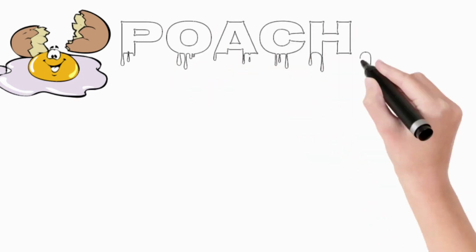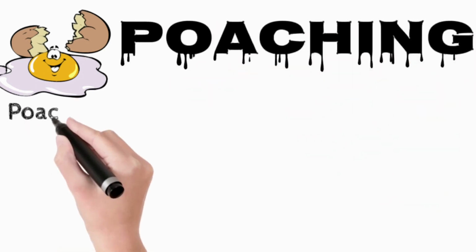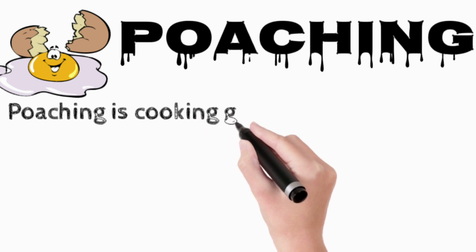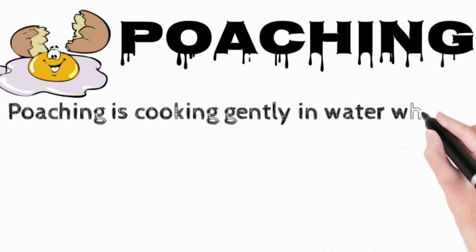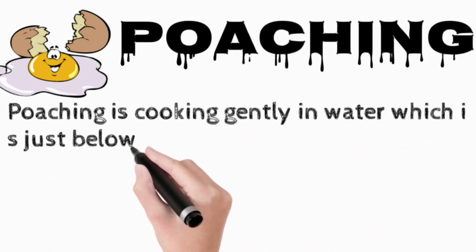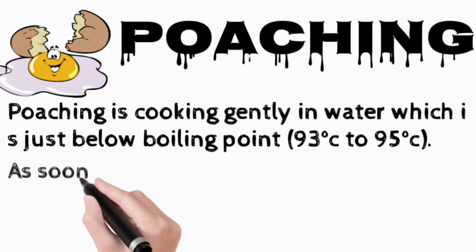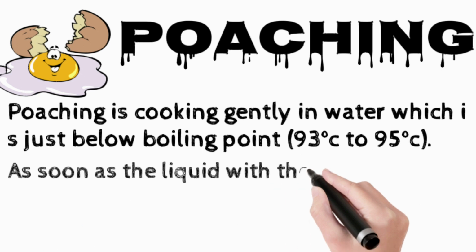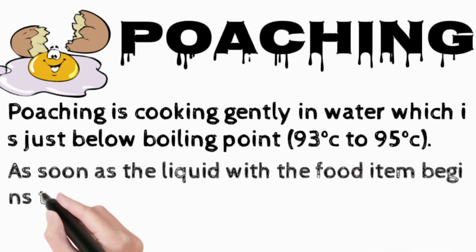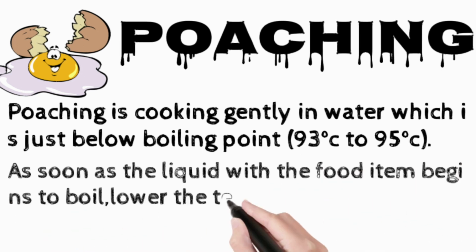Poaching. Poaching is cooking gently in water which is just below boiling point, 93 degrees C to 95 degrees C. Food items should be completely immersed in the liquid and left in throughout the cooking process. As soon as the liquid with the food item begins to boil, lower the temperature to allow poaching.